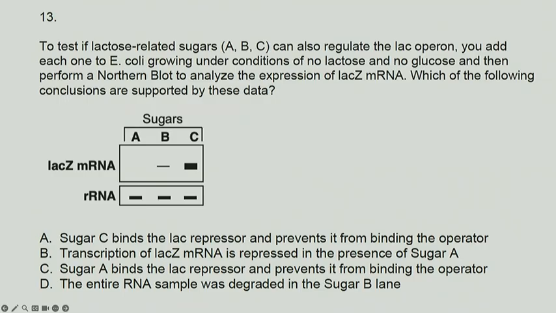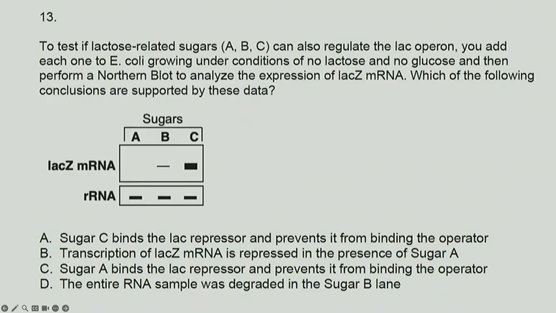It's exactly what you would think it would do, right? It binds to the repressor and it gets released. So when you have lactose in the cells, the repressor is going to bind that lactose and get released off. Exactly. The repressor is always bound by default. So this data does support that adding sugar C binds the lac repressor and prevents it from binding the operator and results in transcription off of this operon.